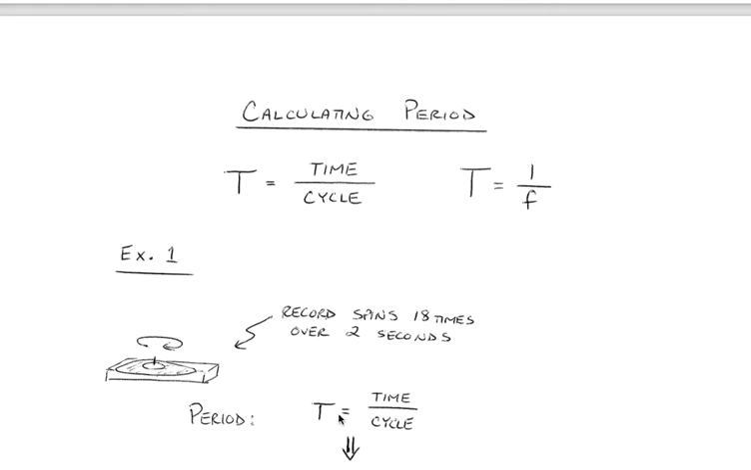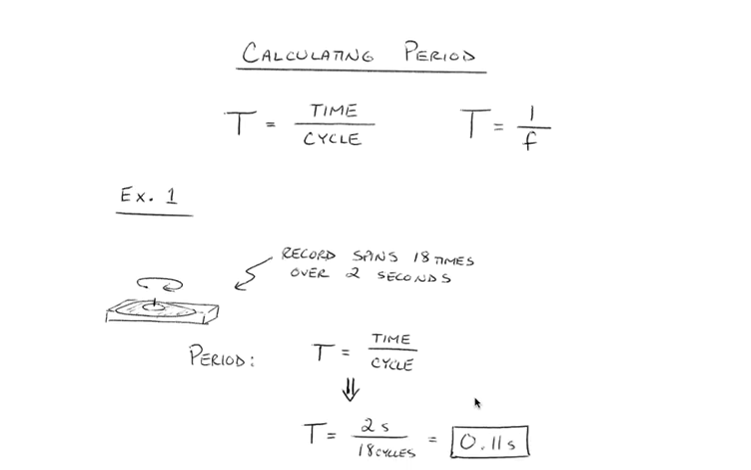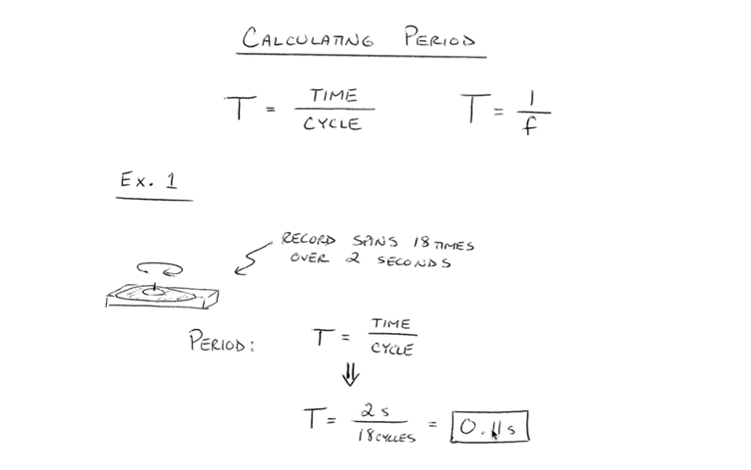So we can plug them into this equation. So if we look at the period, my time is 2 seconds, and the number of cycles is 18. I complete 18 cycles in 2 seconds. So if I plug that in, you'll find that I wind up taking about 0.11 second to complete one rotation. So this record player is spinning fairly fast. It only takes about 1/10 of a second to rotate one complete cycle.